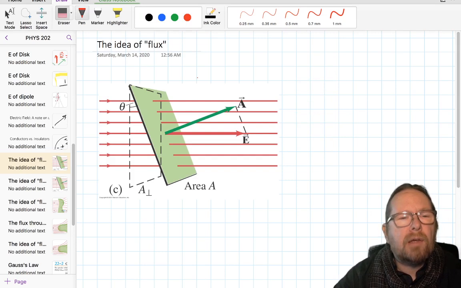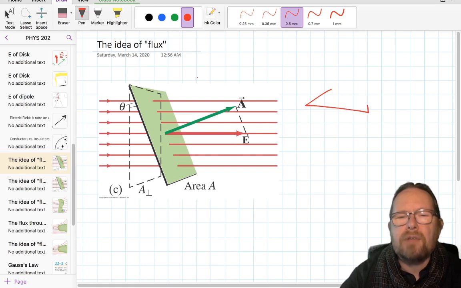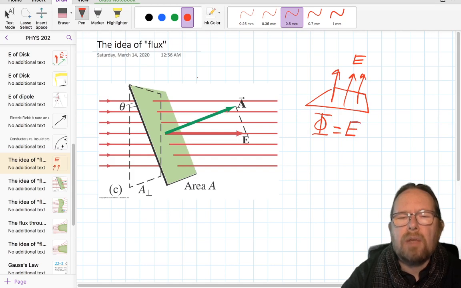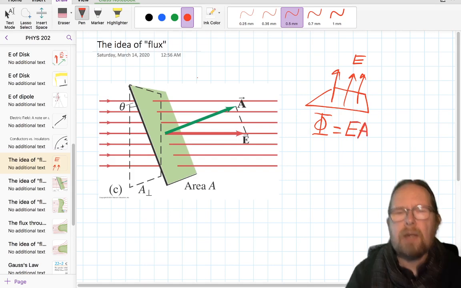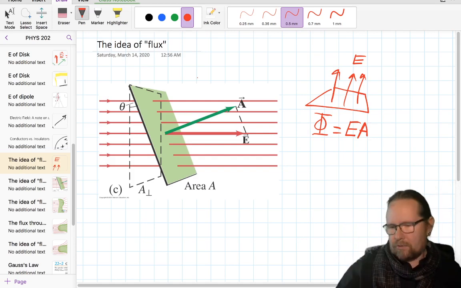If the surface and the field are perpendicular to one another, if I've just got, say, a rectangular surface with some electric field passing through it, and if the electric field is just constant across that area, then the flux, and we use a capital phi for the flux, is just equal to the magnitude of the electric field times the area.